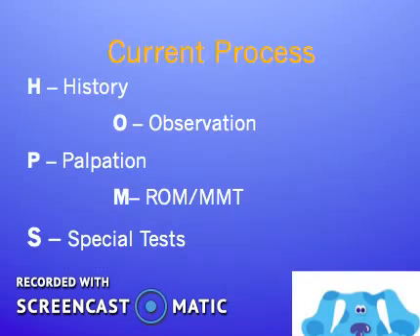So my current process, as a reflection, really follows HOPS: History, Observation, Palpation, Special Tests, something that everyone learns in undergraduate athletic training courses. I never really understood where muscle testing and range of motion fell in with that, so I added my own little segment there, and this is basically the order that I go in each time.